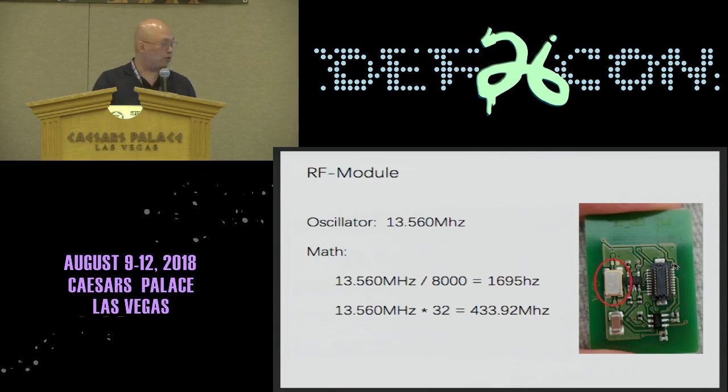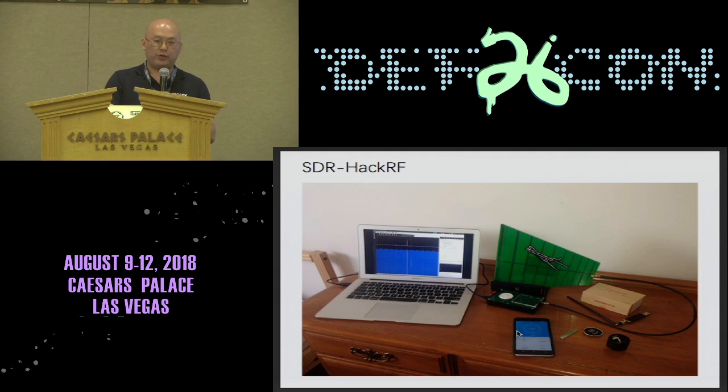Okay, so let's take a look at the RF module, the green board. On the back side of it, there's a crystal here. We can see the value is 13.56 megahertz. Then we can do a very simple math. We can find out the bit rate and potentially the frequency range, right? Very simple. And now we need a way to verify it.